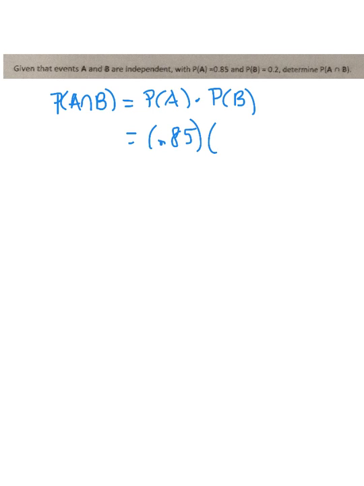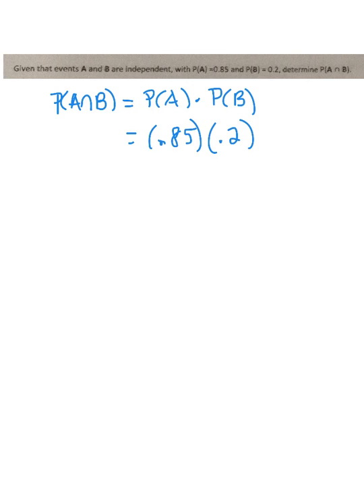Okay, so last question. They want you to be given that the events A and B are independent, and then determine the probability of A and B. Well, since they ask you to determine this probability, then obviously they want you to use the first rule, which is the probability of A times the probability of B. Okay, and they're giving you that these are independent, so I'm not going to put a question mark above my equal sign there. So they told me that the probability of A is 0.85, so I'm just going to throw that right there. And then the probability of B is 0.2.